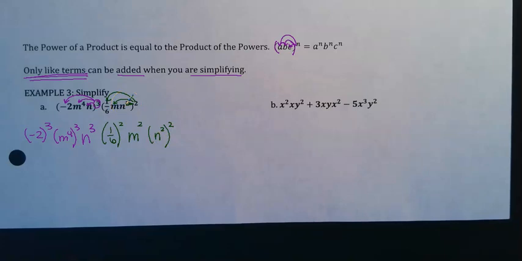So lots of stuff. Okay, so negative 2 cubed. Negative 2 times negative 2 is 4. Times negative 2 is negative 8. m to the fourth to the third, we multiply these exponents. So that's going to be m to the 12th. All right, and then we have n to the third.